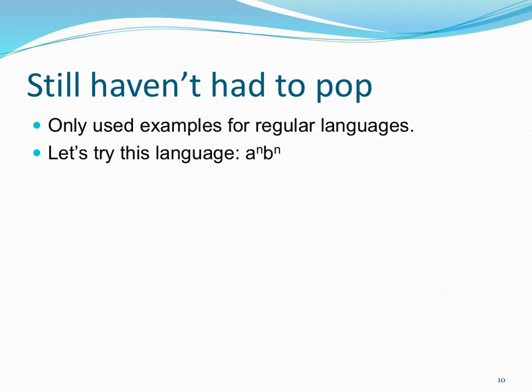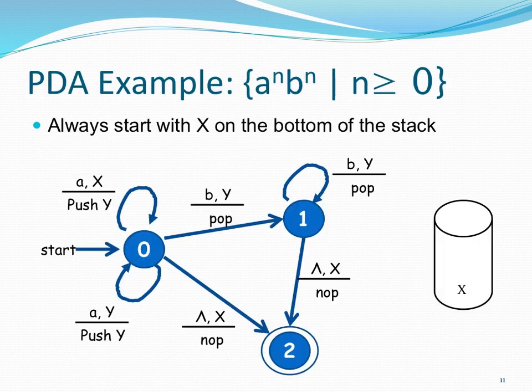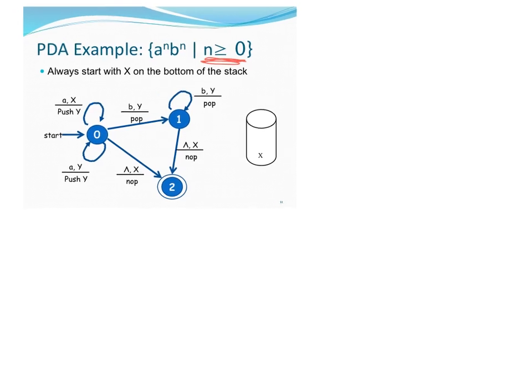The example that I showed you so far is a regular language. And so I want to show you something that's a little bit harder, well, quite a bit harder, which is a PDA for the language A to the N, B to the N. So here's a PDA that accepts the language A to the N, B to the N, as long as N is in the natural numbers, so N greater than or equal to 0. And let's just do an example to see what's going on here. Maybe a couple of examples. All right.